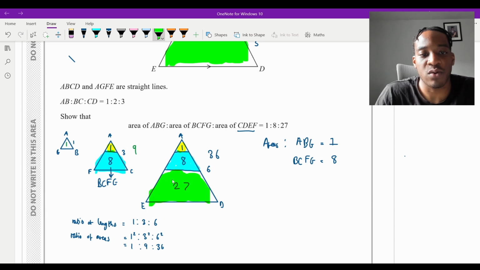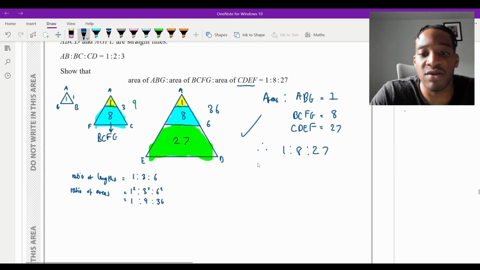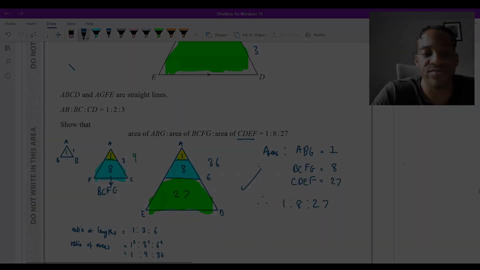So now we could say, well, the area of CDEF, which is the last one, is 27. So therefore the ratio is just going to be 1 to 8 to 27. And it's actually given in this diagram here, isn't it? And that will be your answer. And that will give you the 3 marks.